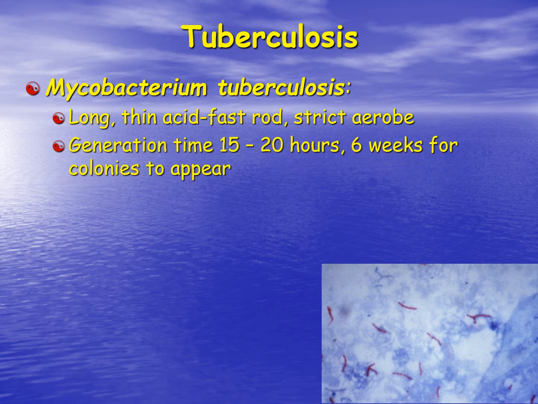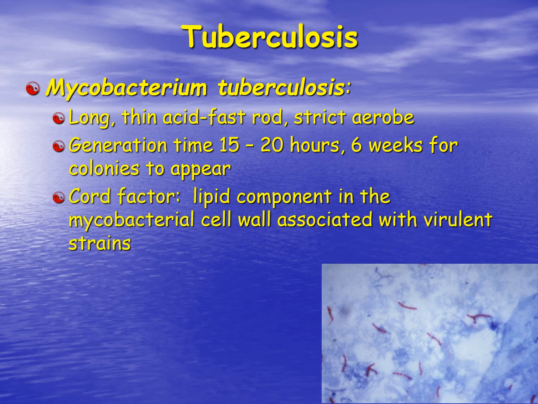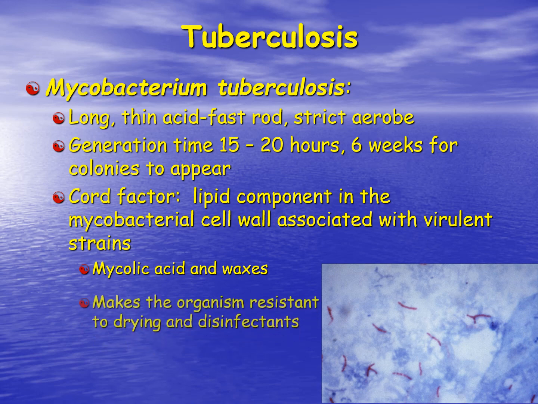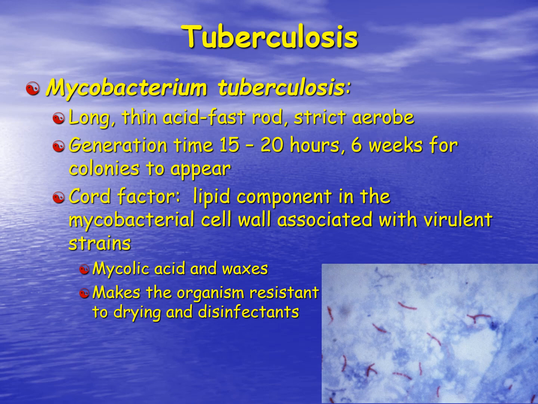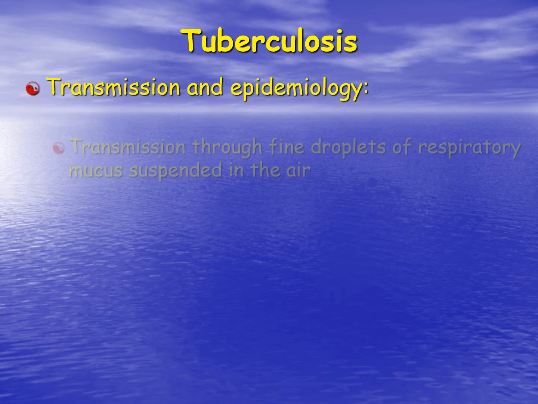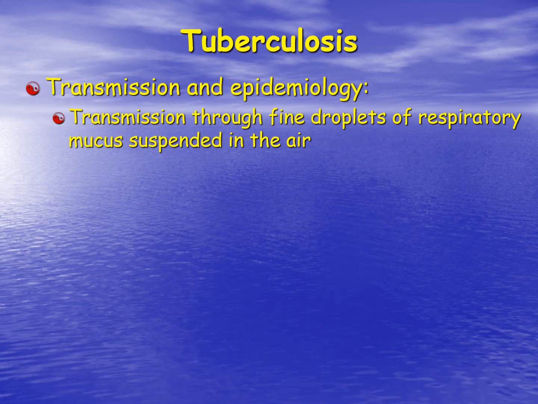Generation time is about 15 to 20 hours. It takes about 6 weeks for colonies to appear on media, so this is a slow grower. It produces cord factor, which is a lipid component in the mycobacterial cell wall associated with virulent strains of tuberculosis. This includes mycolic acid and waxes, which make this an acid-fast bacterium. So it makes the organism resistant to drying agents and to disinfectants. Transmission of tuberculosis is through fine droplets of respiratory mucus that are suspended in air.